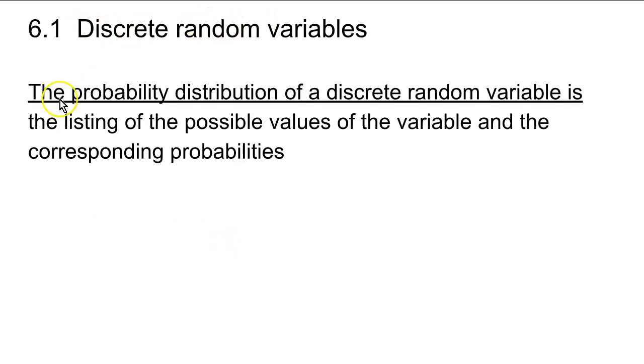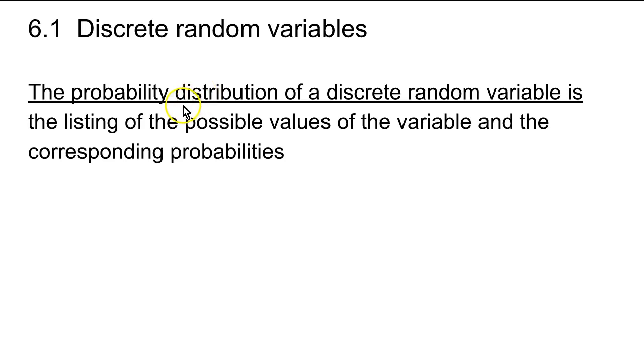Now, the probability distribution of a discrete random variable is simply a listing of all the possible values of the variable and the corresponding probabilities. So, for example, think for a second about throwing a dice. What are the possibilities? Well, we could get a 1, a 2, a 3, a 4, a 5, or a 6. And what are the probabilities of each one of those things happening? Each one of them has a probability of 1/6.